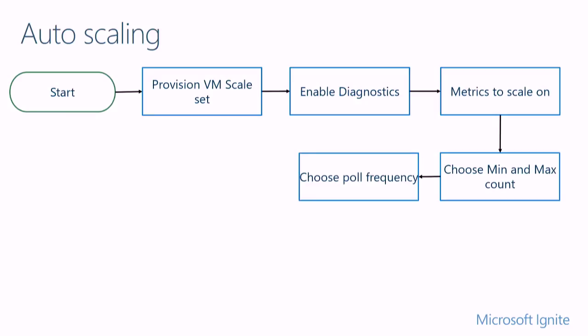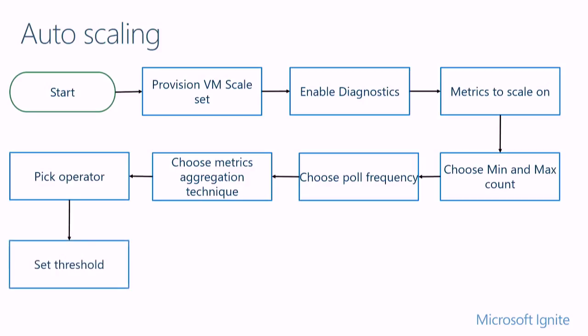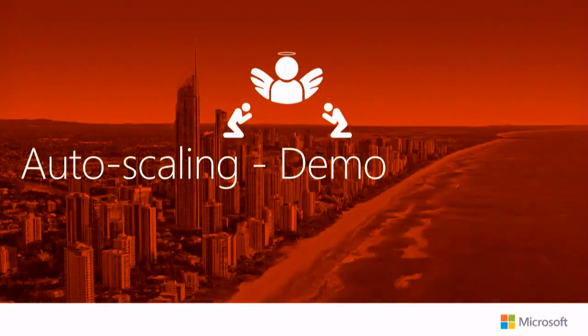If the value passes this or falls below that number, then a scaling decision should be made. Then choose a polling frequency at which these metrics should be polled, and choose an aggregation technique such as sum or average. Then pick an operator, greater than or less than, and set a threshold of the value. Then pick a direction of the scale, whether you want to scale in or out, and set a cooldown period because a scaling decision takes a while to kick in. Now let's look at a demo.